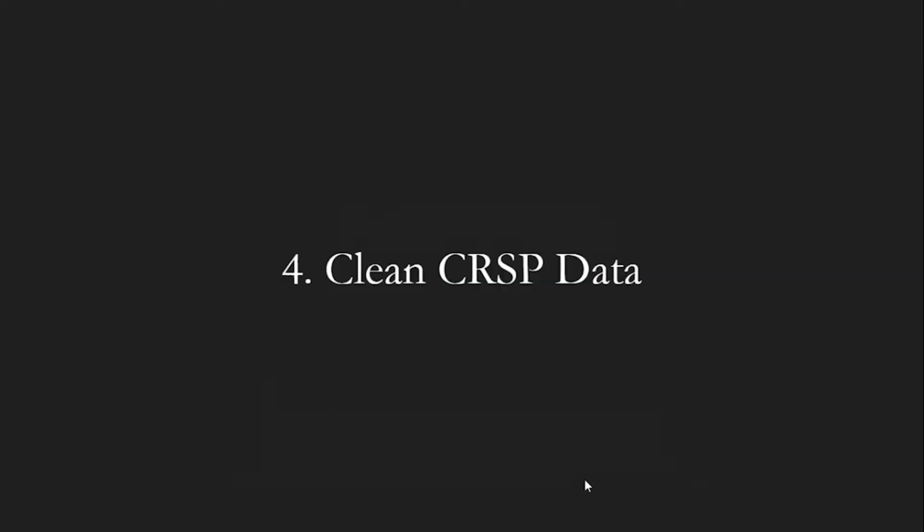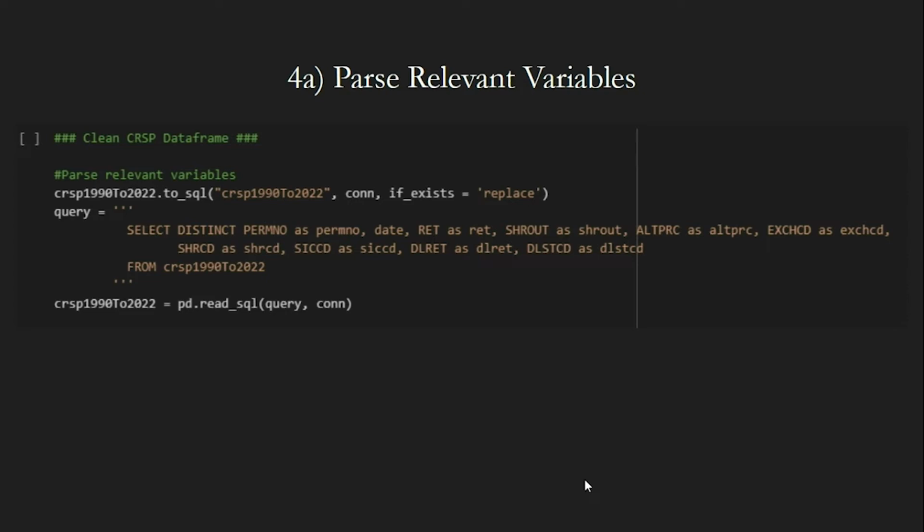Next, we clean the CRSP data to make sure all formatting is correct and is filtered properly. So here's where we parse the relevant variables. To clean the data, we first parse the relevant variables to make the data frame smaller and the code run much faster. To do so, we convert the data frame to SQL with the to_sql function. In this line, CRSP 1990 to 2022 is the name for our SQL table.